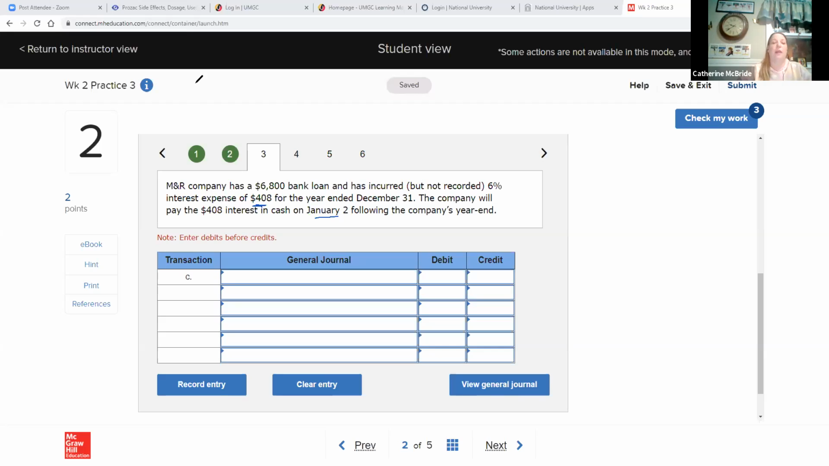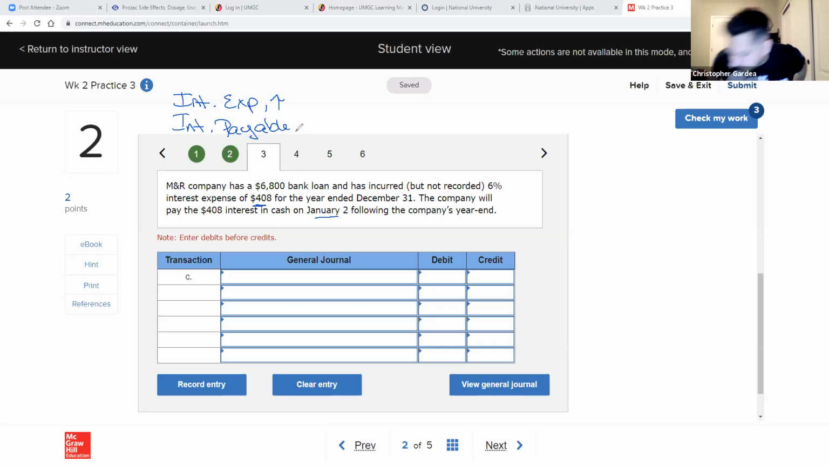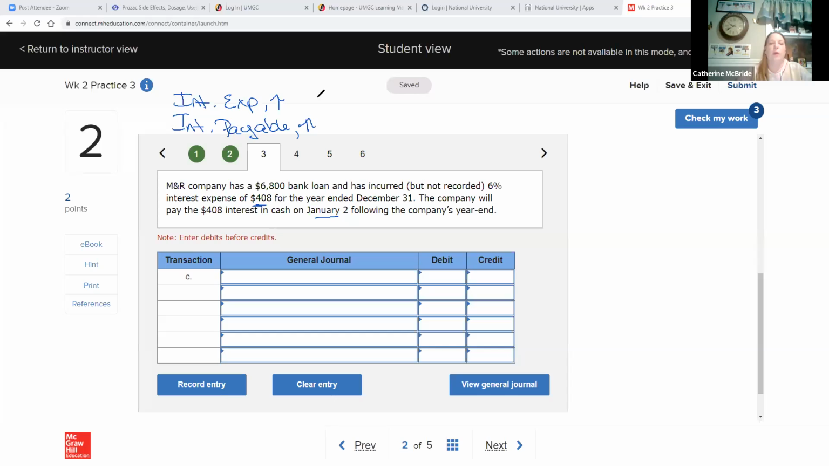So what two accounts are affected? Interest expense and interest payable. Yes. You guys have this. You're doing great. Did interest expense increase or decrease? Increased. Did interest payable increase or decrease? Increased. Because we owe more now than before.